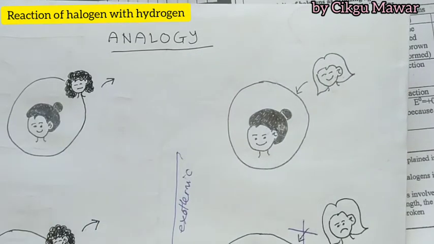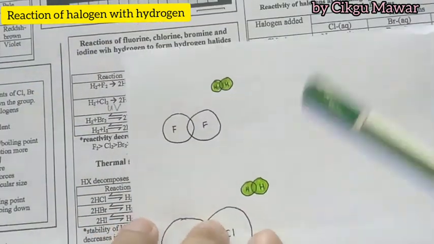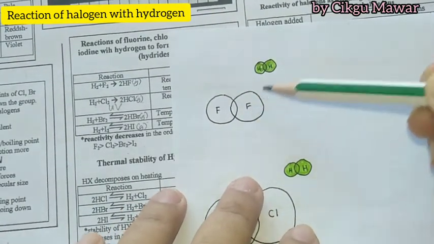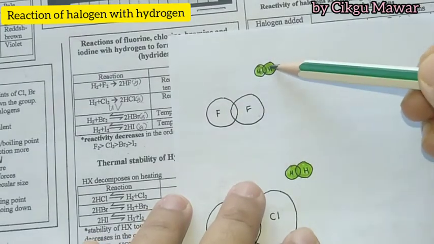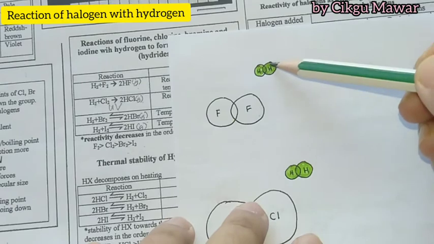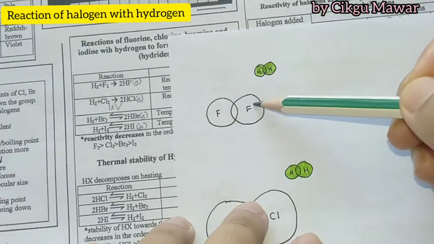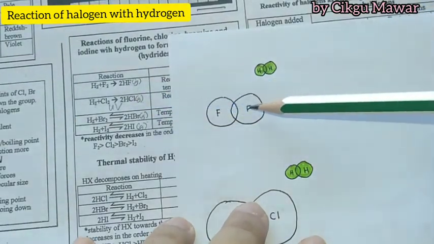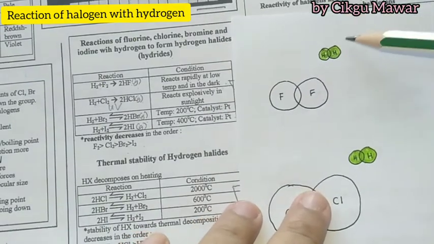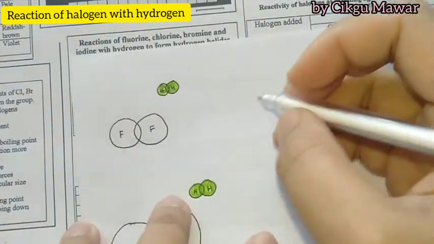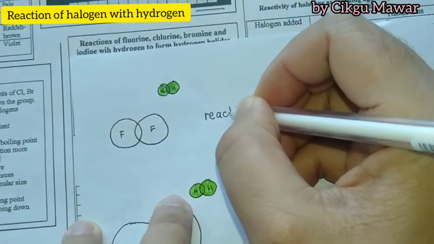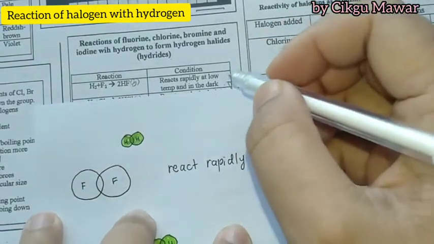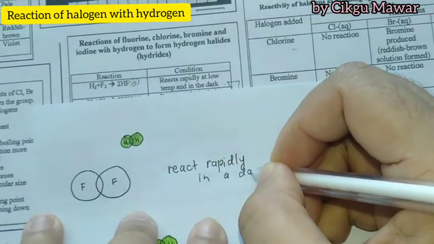The same goes for the halogens. Fluorine gas, because of its smaller size, readily accepts the electron from hydrogen. It readily shares the electron with hydrogen to form hydrogen fluoride gas. That is why it reacts rapidly, even in the dark.